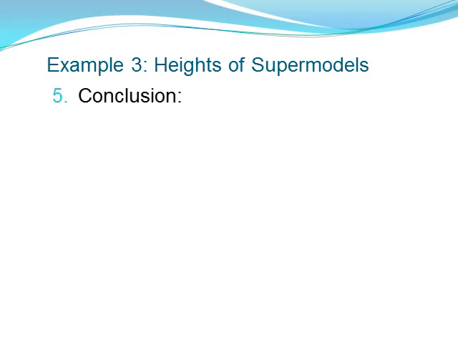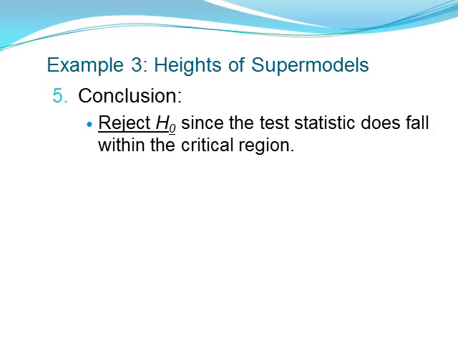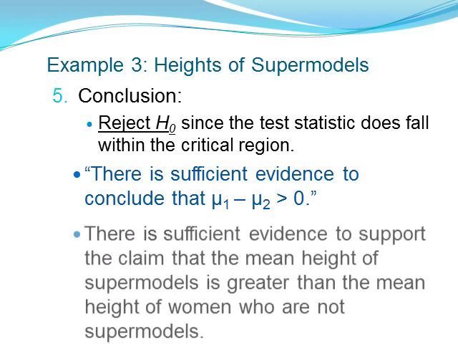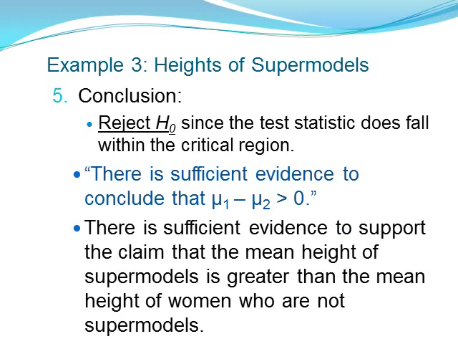So our conclusion was to reject the null hypothesis since the test statistic does fall within the critical region. There is sufficient evidence to conclude that mu sub 1 minus mu sub 2 is greater than 0. So there is sufficient evidence to support the claim that the mean height of supermodels is greater than the mean height of women who are not supermodels.